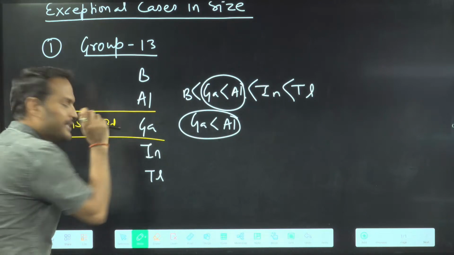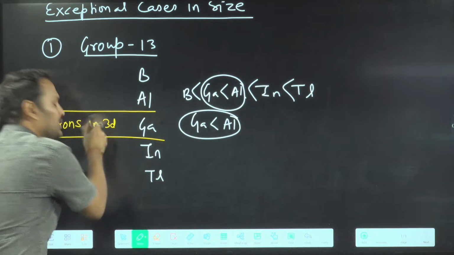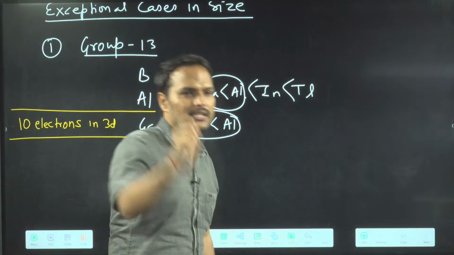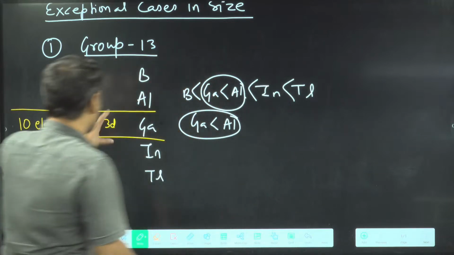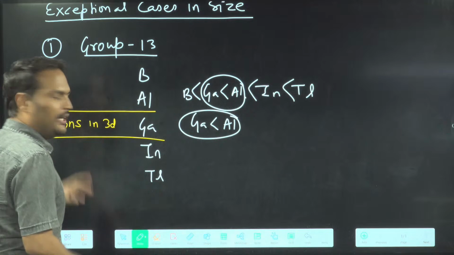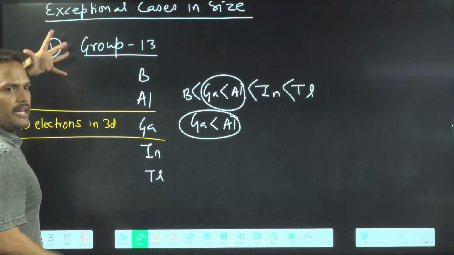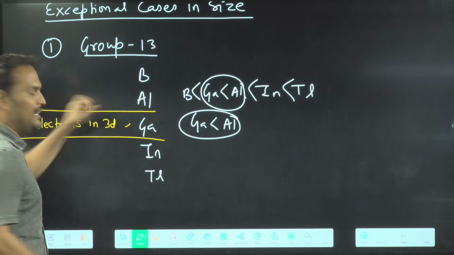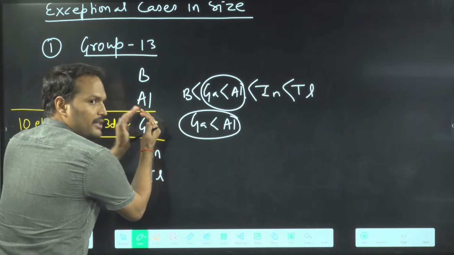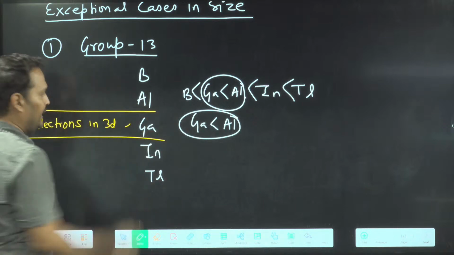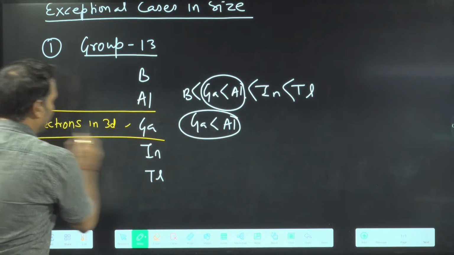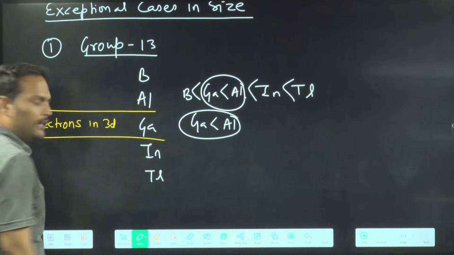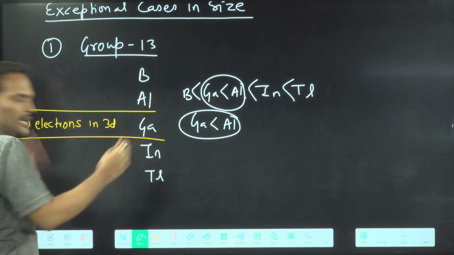But what happened? These electrons are kept in 3D. 3D has poor shielding, poor screening. So due to poor shielding of 3D, Z effective increases and finally it starts attracting the electrons of gallium and the size of gallium is reduced. Getting it? Before gallium, 10 electrons in 3D are filled and 3D has very poor shielding.